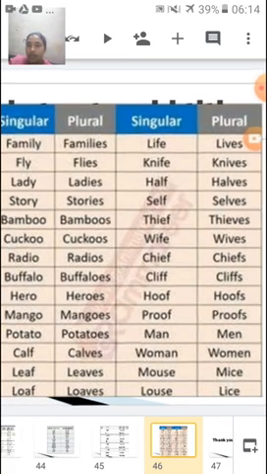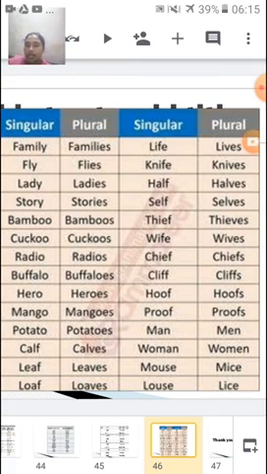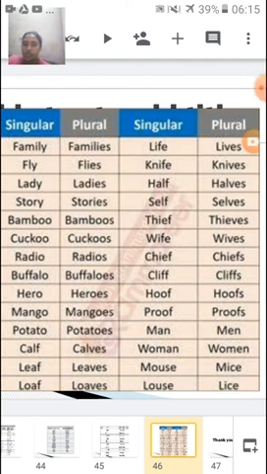And here again we have another set of singular and plural. So let me read it now. Family, families. Fly, flies. Lady, ladies. Story, stories. Bamboo, bamboos. Cuckoo, cuckoos. Radio, radios. Buffalo, buffaloes. Hero, heroes. Mango, mangoes. Potato, potatoes. Calf, calves.